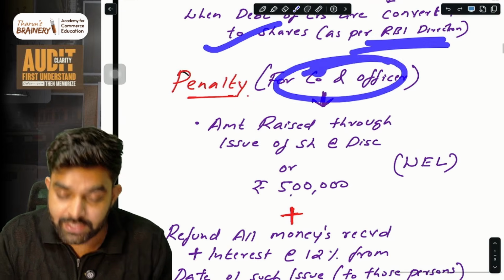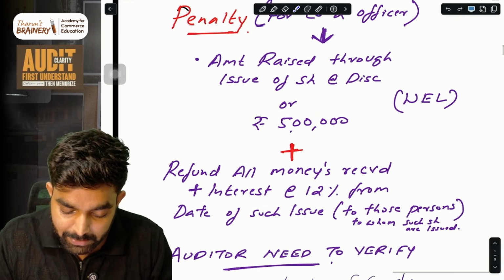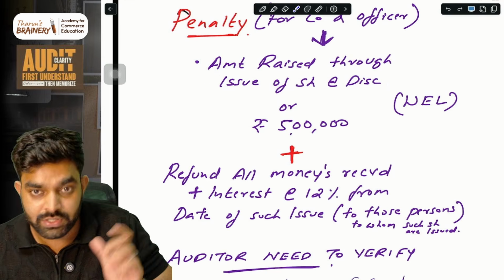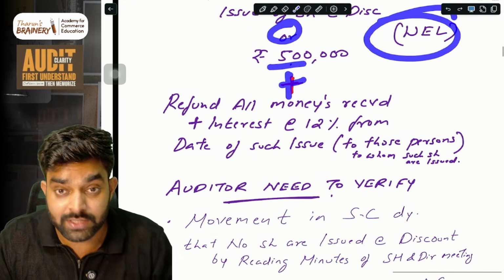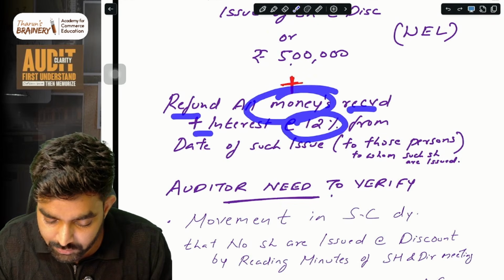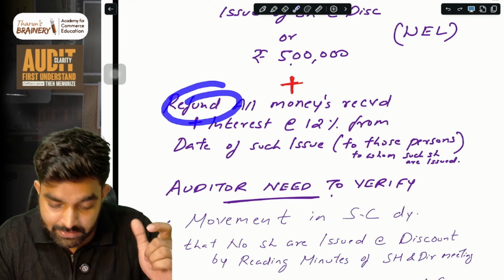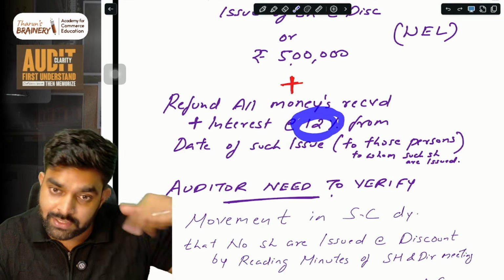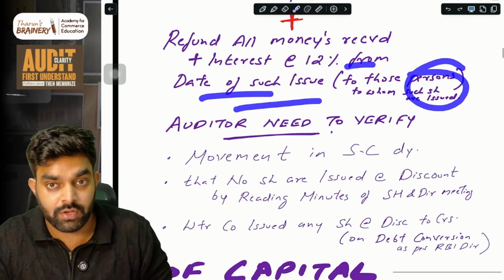Then penalty: if a company issued any shares at discount other than those cases, a penalty will be there. Whatever money the company raised through issuing shares at discount, or 5 lakh, whichever is lower, the company has to pay as penalty. Plus the company has to refund all the money received plus interest at the rate of 12% from the date of such issue. So this one you have to keep in mind.